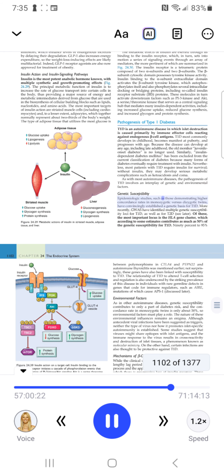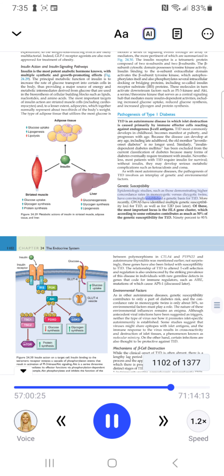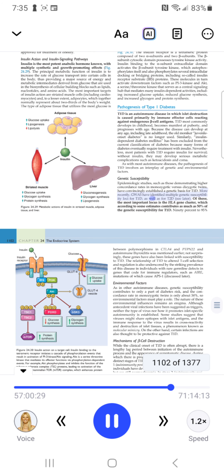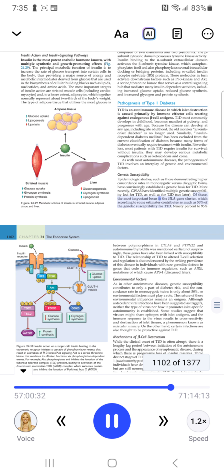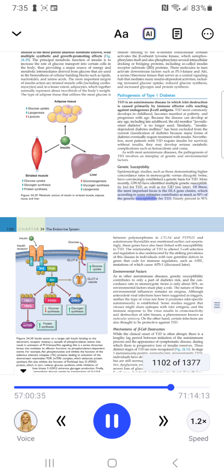Epidemiologic studies, such as those demonstrating higher concordance rates in monozygotic versus dizygotic twins, have convincingly established a genetic basis for T1D. More recently, GWAS have identified multiple genetic susceptibility loci for T1D, as well as for T2D later. Of these, the most important locus is the HLA gene cluster, which according to some estimates contributes as much as 50% of the genetic susceptibility for T1D.